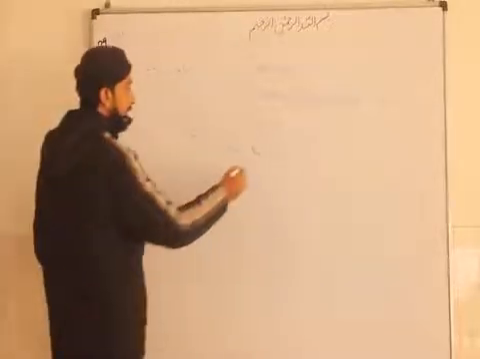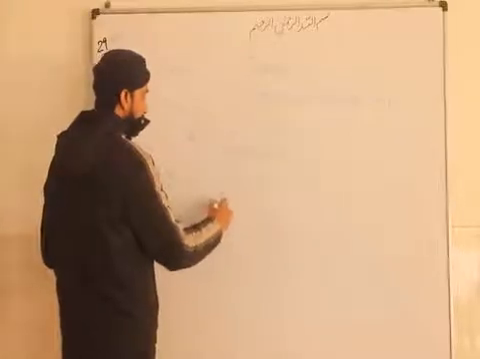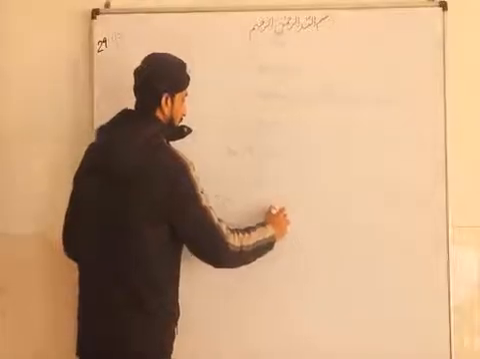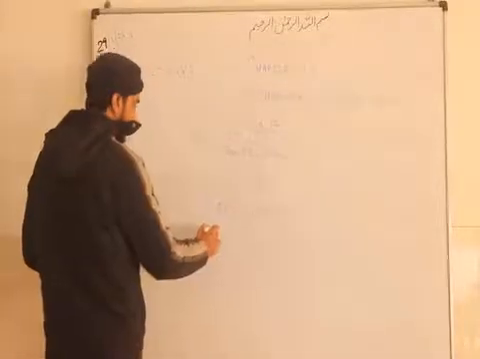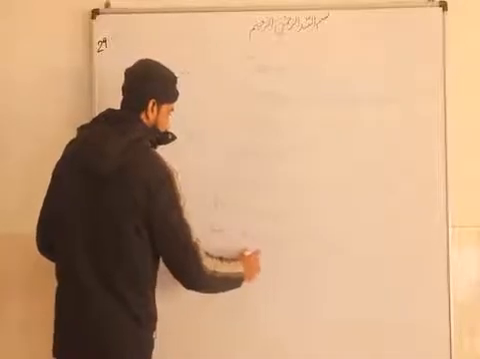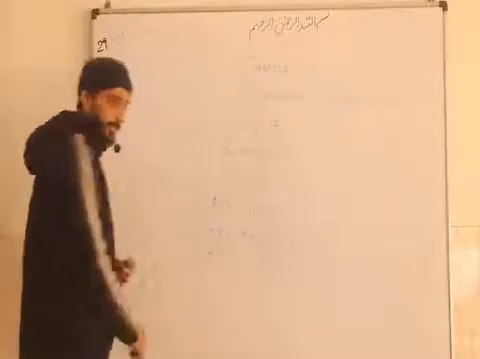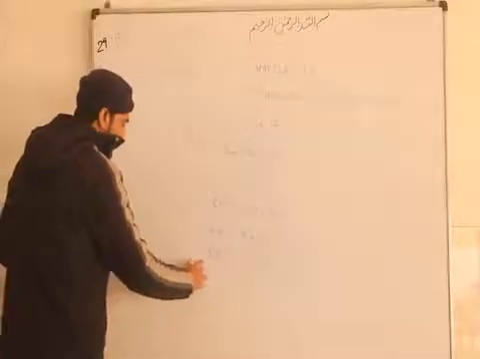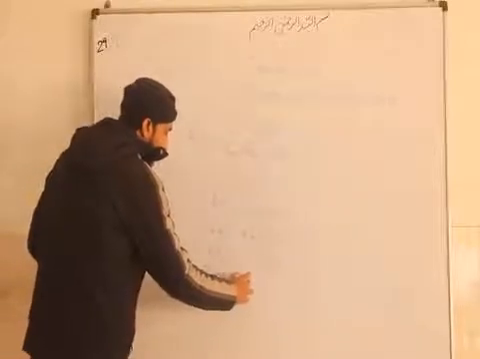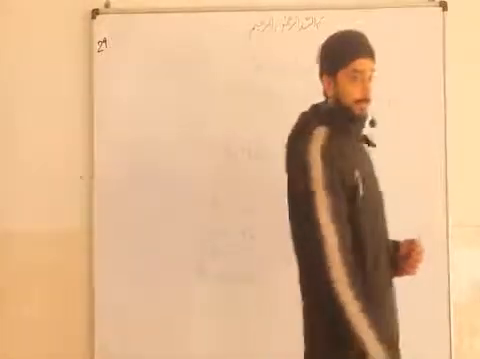What is the largest side here? That is 8. So we will see that 8 square must equal 3 square plus 6 square for a right triangle. This is 64 and this is 9 plus 36, so it will be 45. So this is not equal to this. It means this triangle is not a right triangle, because it is not following the Pythagoras theorem.